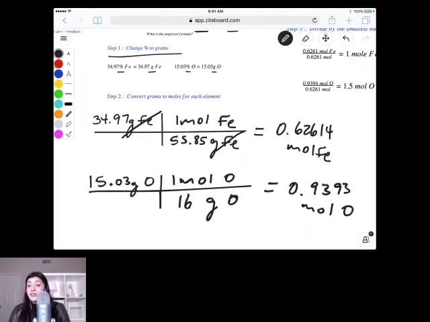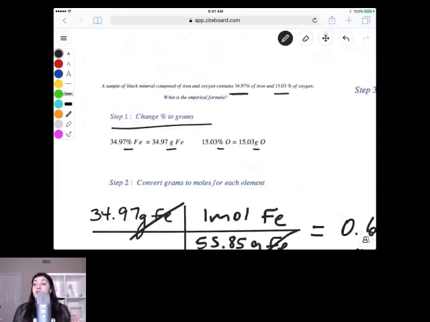All right, that was just our second step. So whenever we see percentages, we can just change that to grams right off the bat. After that, convert to moles. So convert your grams to moles, which we found. Next, step 3: we then want to divide by the smallest amount of moles.